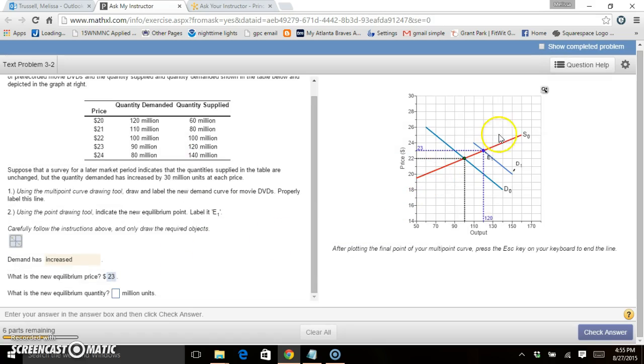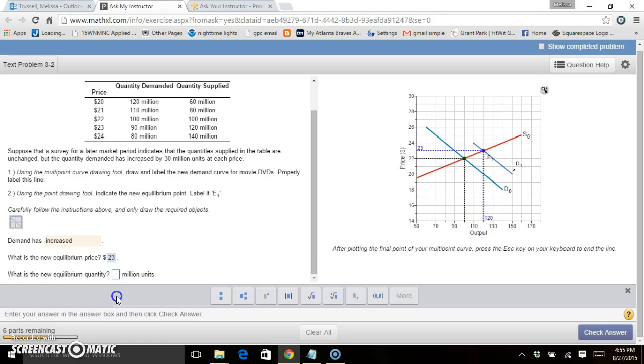Our new equilibrium quantity is the same thing. At that equilibrium point, we come down to the quantity axis, which is the horizontal axis, and we look and see that that equilibrium is at 120 million units. I'm just going to put that in here.